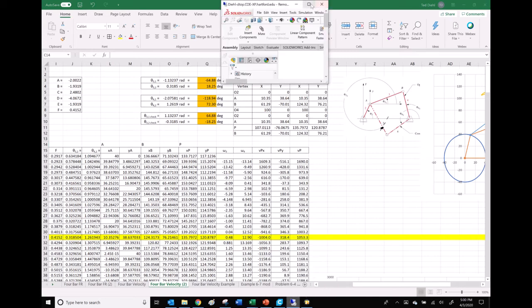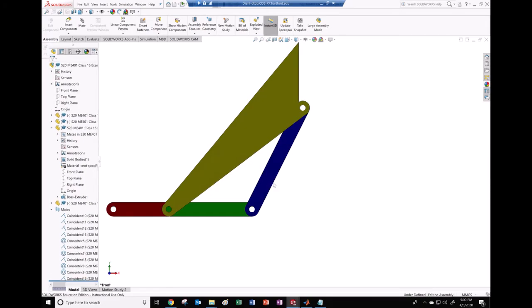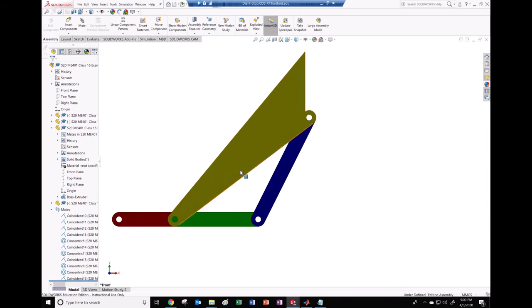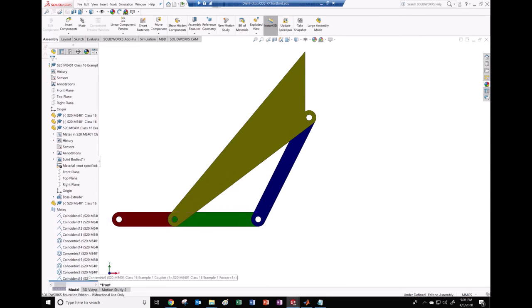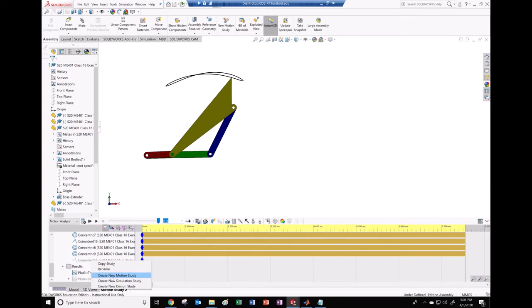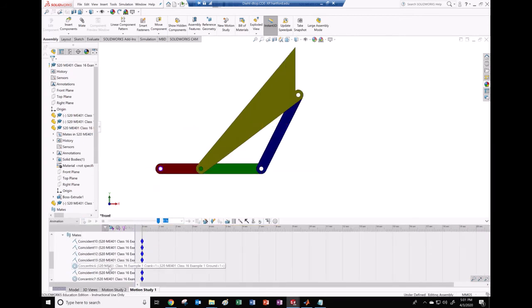All right, so in SolidWorks, I'll open this up right here. I have made the piece and made the assembly, and to start off with, I made the crank in line with the ground with a coincident mate. When I go to make a motion study, I'm going to remove that coincident mate, so I'm going to suppress it. Let me scroll back up here.